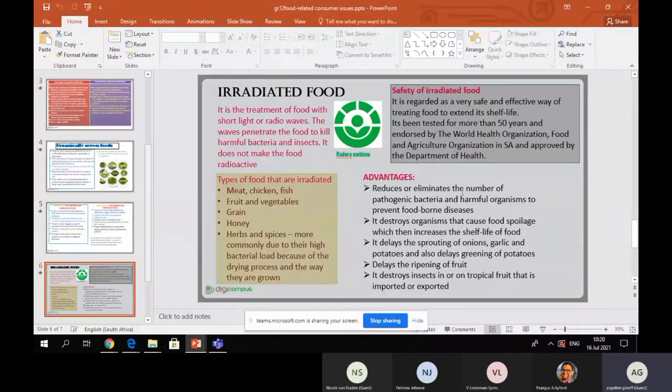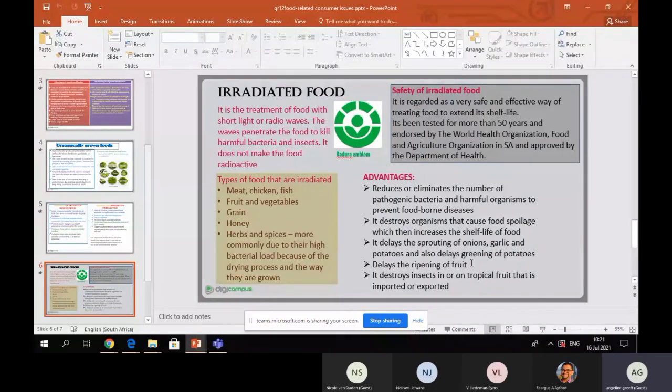Okay. And then, of course, you need to know the advantages. Reduce or eliminate the number of pathogenic bacteria and harmful organisms, prevent foodborne diseases, very important there. It's used to destroy organisms that cause food spoilage, right? Delays the sprouting of onions, garlic, and potatoes, and also delays greening of potatoes. So this actually helps that fresh fruit and vegetables can then be also transported from one area to another, because it's now got a longer shelf life because it's been irradiated.